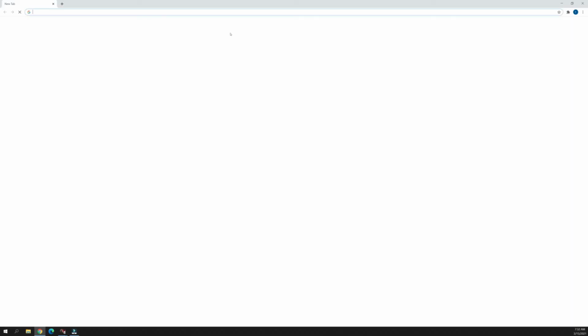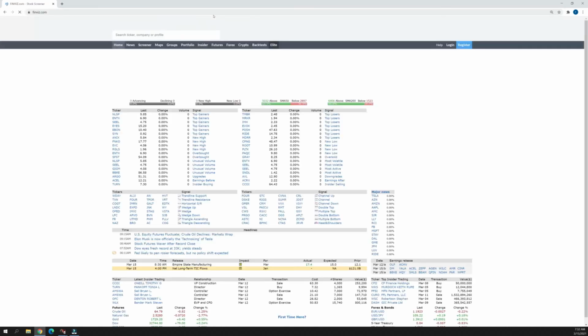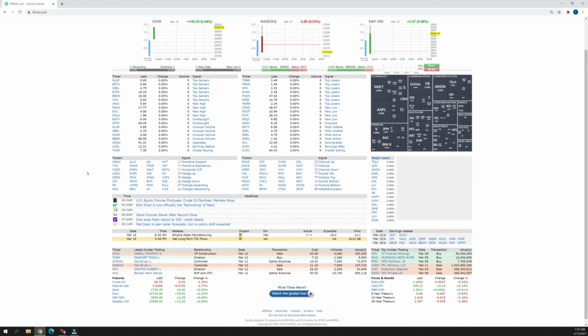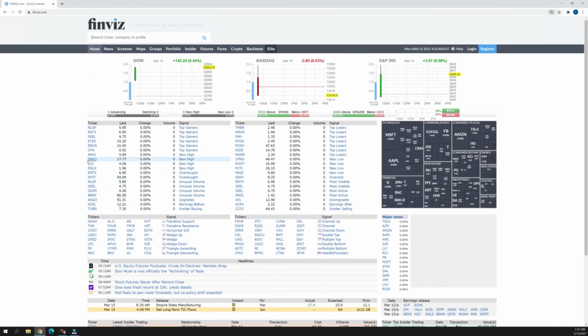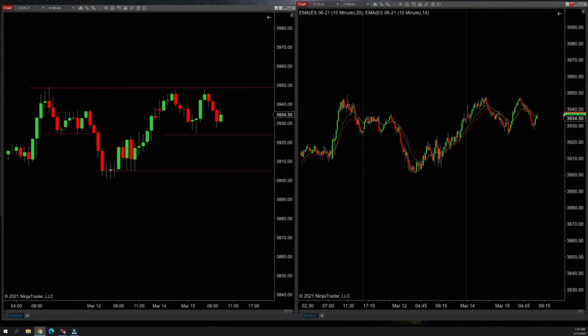Something I haven't done here is check the news for today. I generally like to use FinViz for that. And so I go into FinViz. It's free. It's no big deal. There's a lot of places you could go. And there isn't any significant news releases or economic reports coming out. And if there was, you want to make sure, if there's a big economic report coming out, you don't want to take a trade 30 seconds before the report hits.